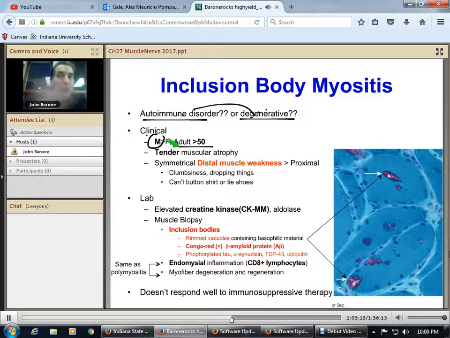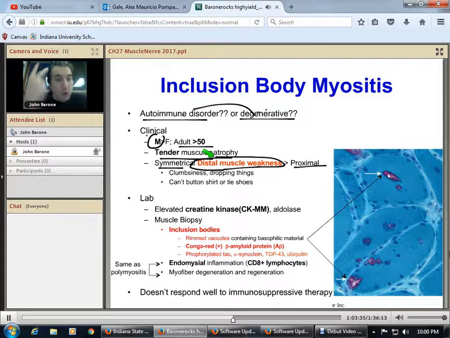Now, who gets it? Well, the other two are women. So who's going to get this? Men. The other two are reproductive age. Who's going to get this? Old. Older men. That's who gets it. Now, it's still similar because you get tender muscle atrophy. You get symmetrical proximal weakness, but you get a lot more distal weakness. So this is like the opposite. It's men, it's older, and it's more distal than proximal. They'll still have Gowers, but what's different is distal.